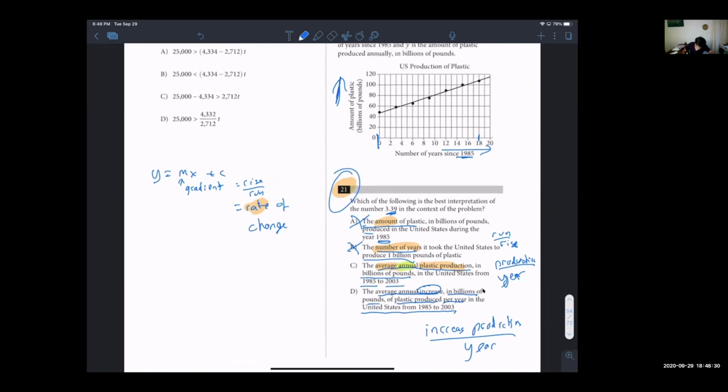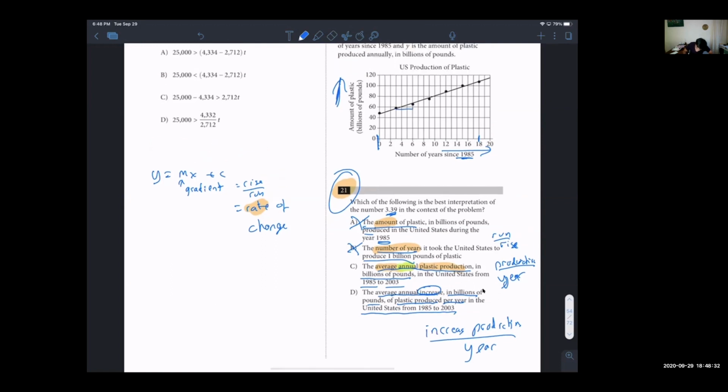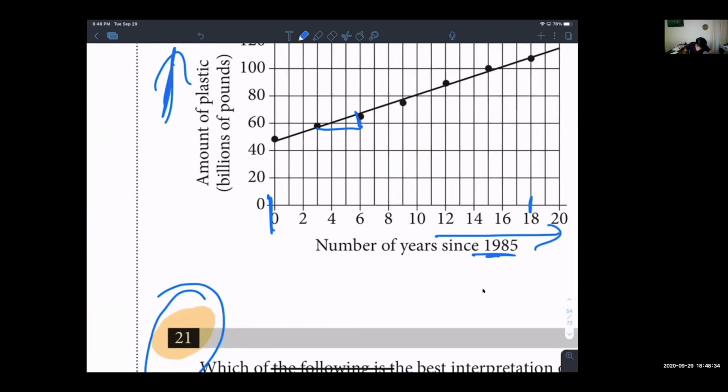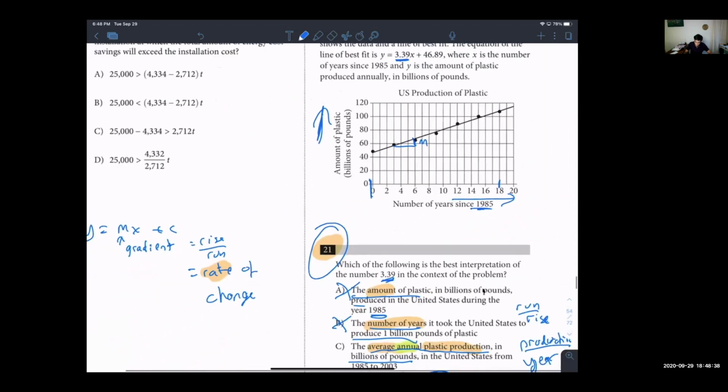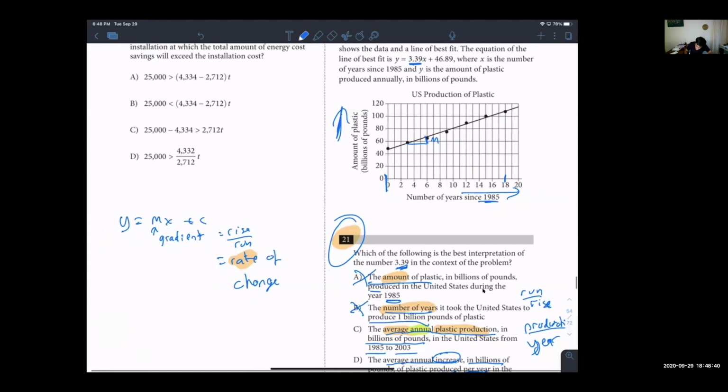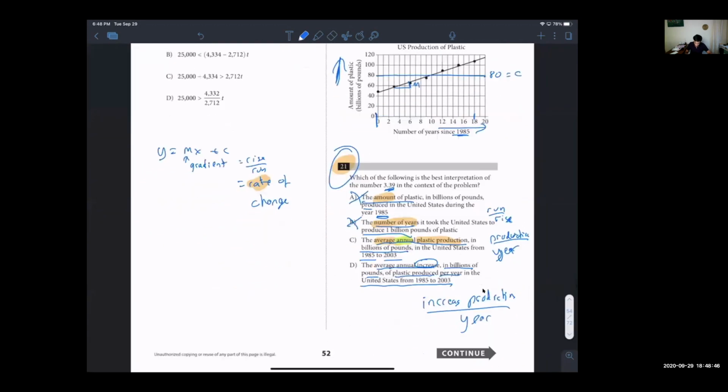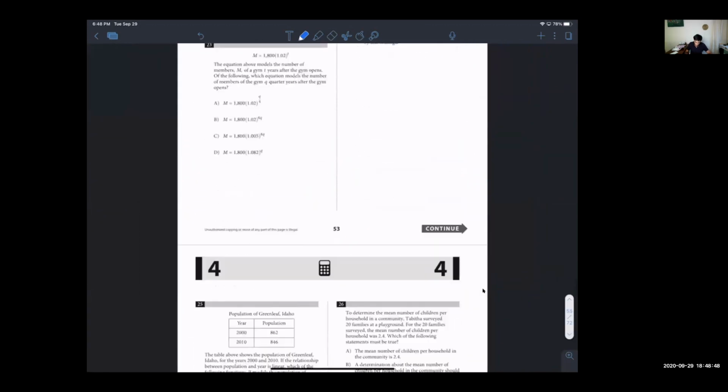Because M is, in this diagram, it's this piece here, right? This is M. So M is this increase. The average of this would be somewhere around 80. 80 would be the answer for C. So that's incorrect, right? It's the average increase. Good. All right, let's do one more and then we'll jump into the Kahoot.